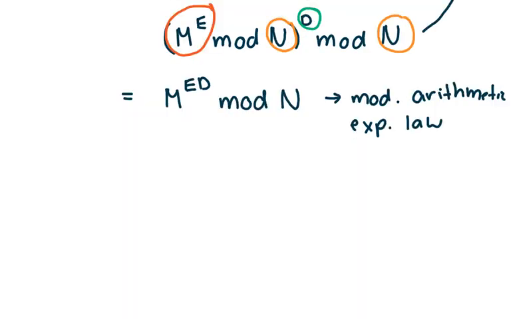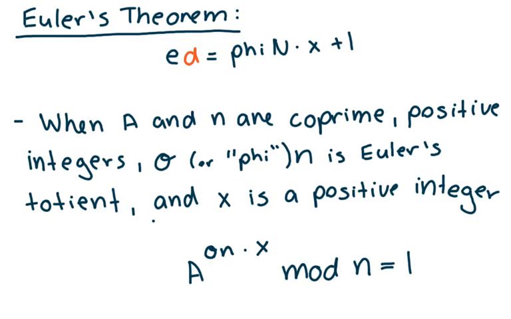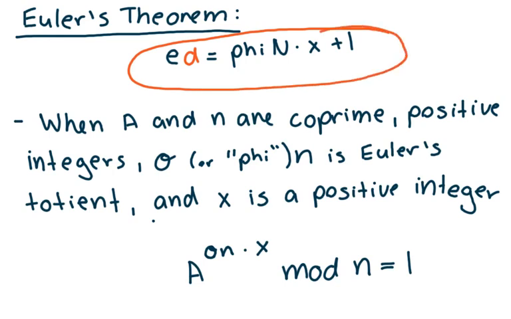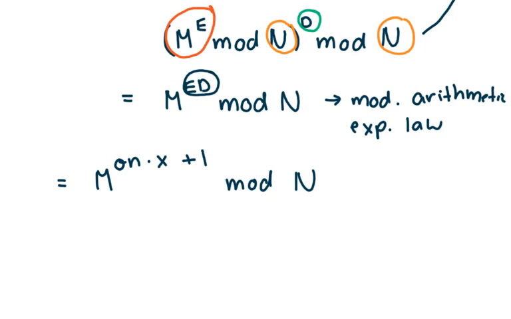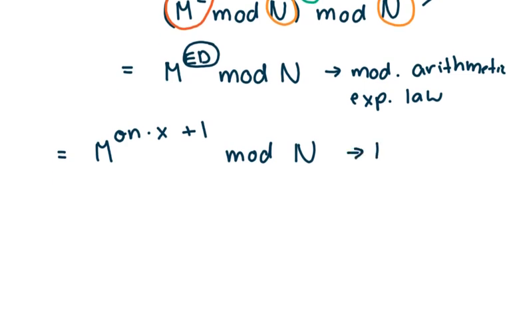Okay, so what can we do after this? Well, I explained earlier that in RSA encryption, e times d is equal to phi n times some positive integer x, plus 1. So we can substitute phi n times x plus 1 in for e times d here. That means that m to the e times d power mod n is equivalent to m to the phi n times x plus 1 power mod n. And that's because of how d is calculated in RSA encryption.